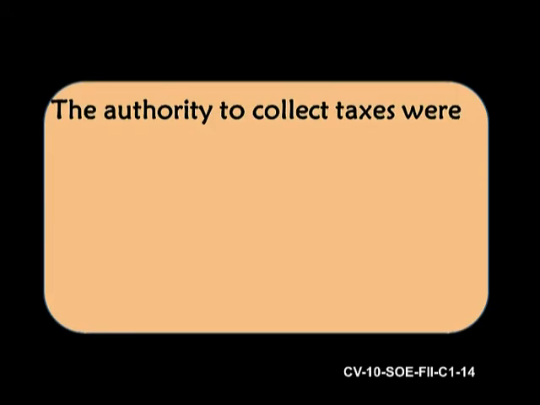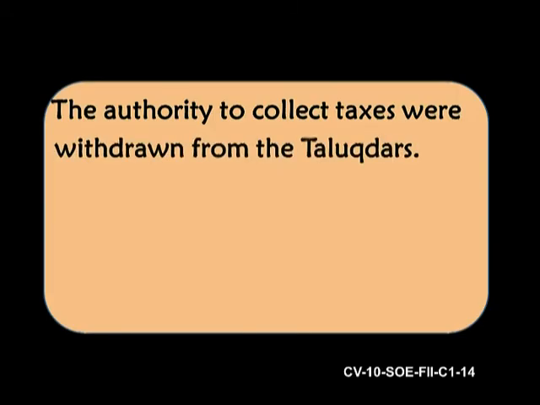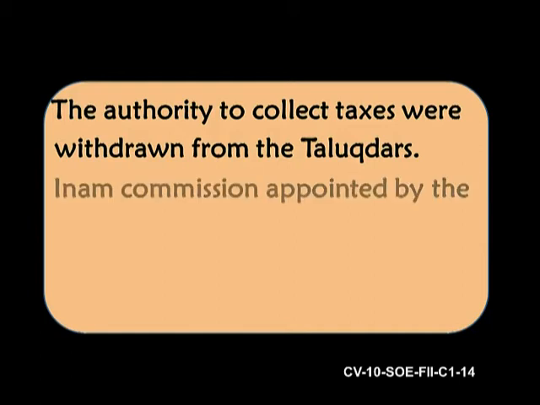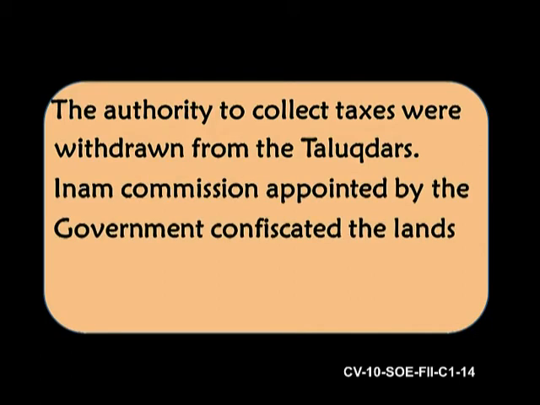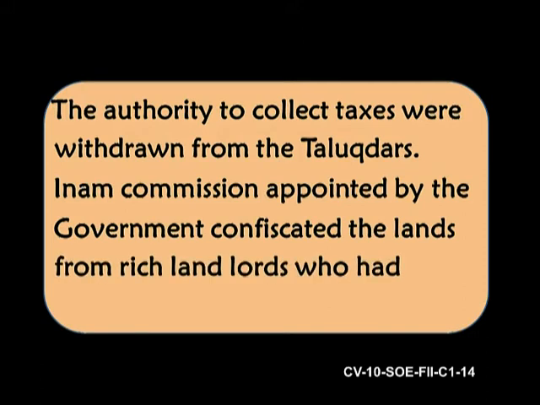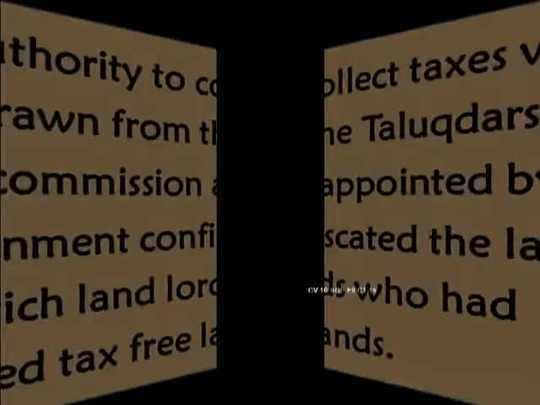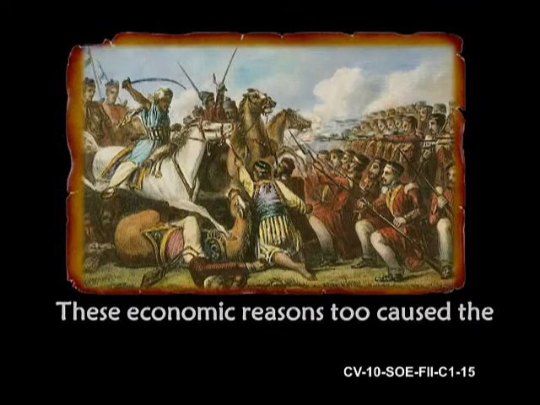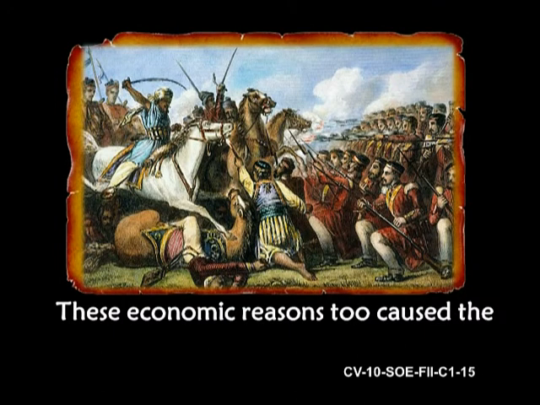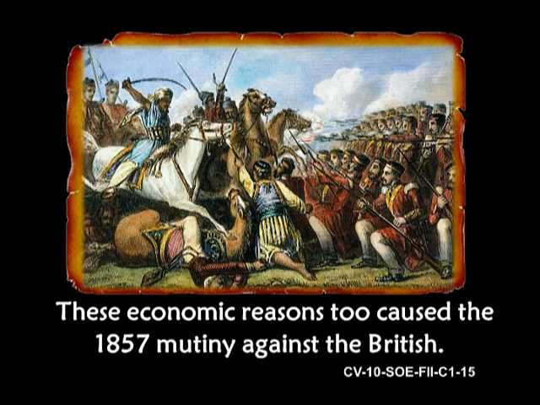The authority to collect taxes was withdrawn from the talukdars. The Inam Commission, appointed by the government, confiscated the lands from rich landlords who had received tax-free lands. These economic reasons too caused the 1857 mutiny against the British.